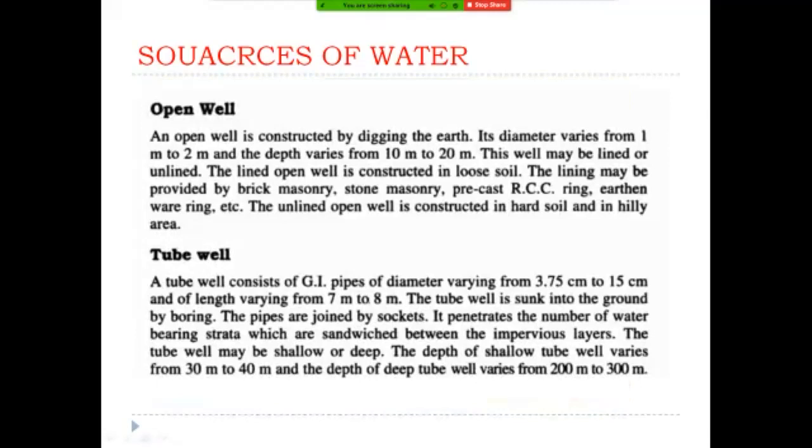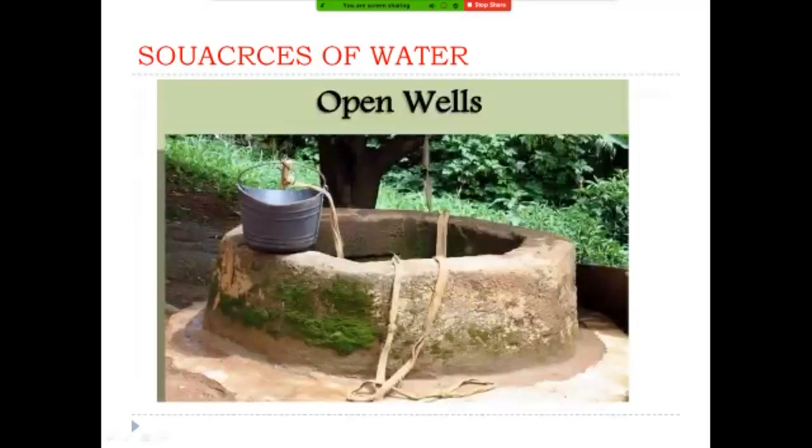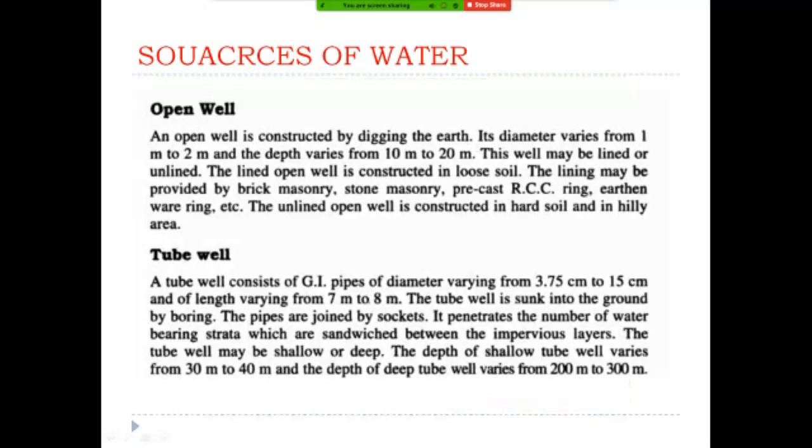Next one is tube wells. A tube well consists of tubes, nothing but pipes. GI pipes of diameter varying from 3.75 centimeters to 15 centimeters, and the length varies from 7 to 8 meters. For example, this one is the tube well, this one is the diameter, and this one is the depth. Clear? Basic example. The tube well is sunk into the ground by boring. The pipes are jointed by sockets. It penetrates a number of water-bearing strata which are sandwiched between impervious layers.